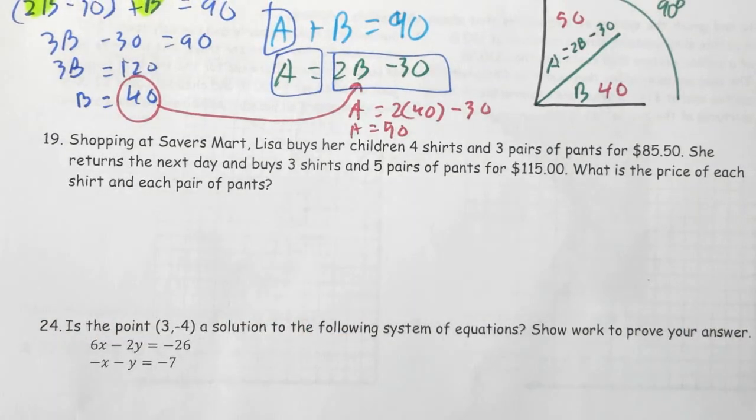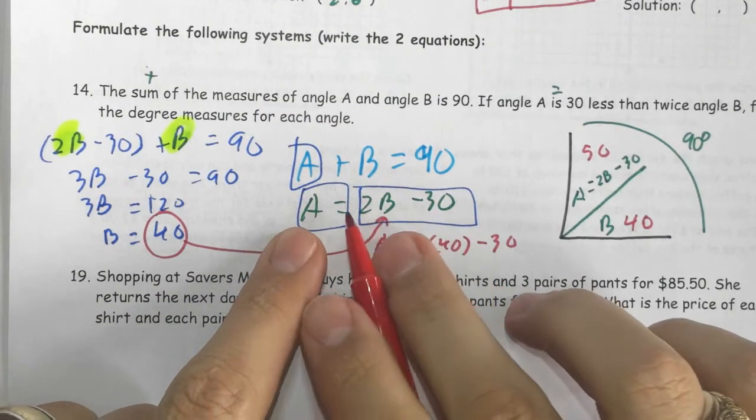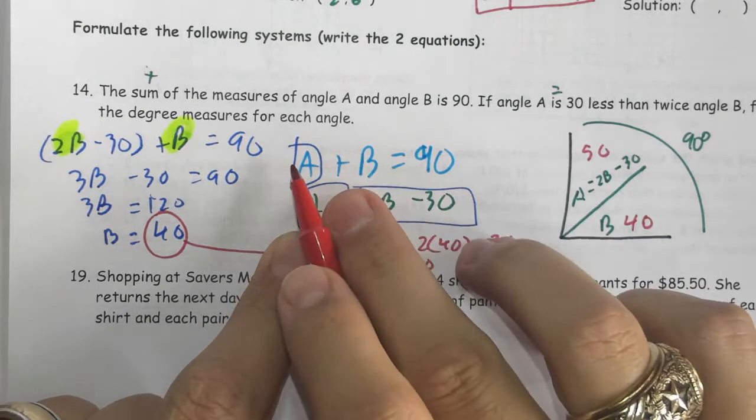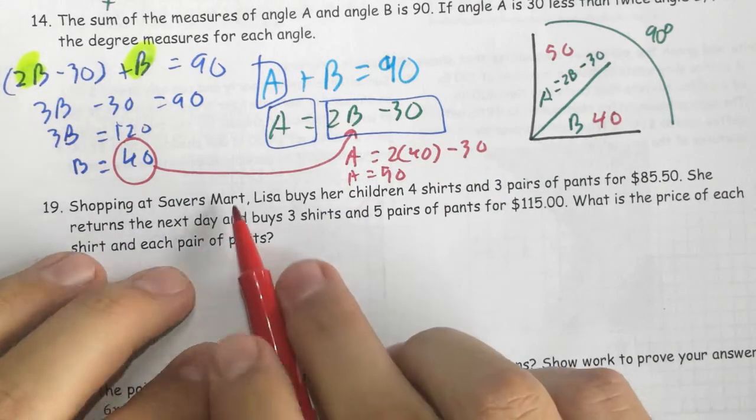Alright, 19. We're going to set the equations up and we're going to solve by elimination. We used substitution for the last one because we have a variable already equal to something. It's easy to substitute back in. This one we're going to get two equations in standard form.